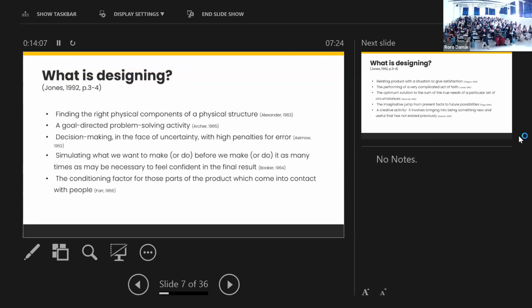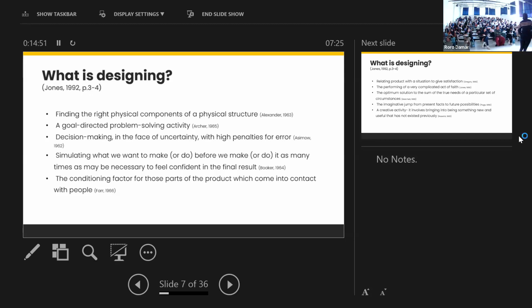Okay. So this is what I found when we talk about designing. And it turns out that everyone in this list, who are prominent writers, yeah, they write different descriptions or definitions about designing. Let's read one by one. Finding the right physical components of a physical structure. Finding the right physical components of a physical structure. That's by Jones, Alexander or something. I can't remember.